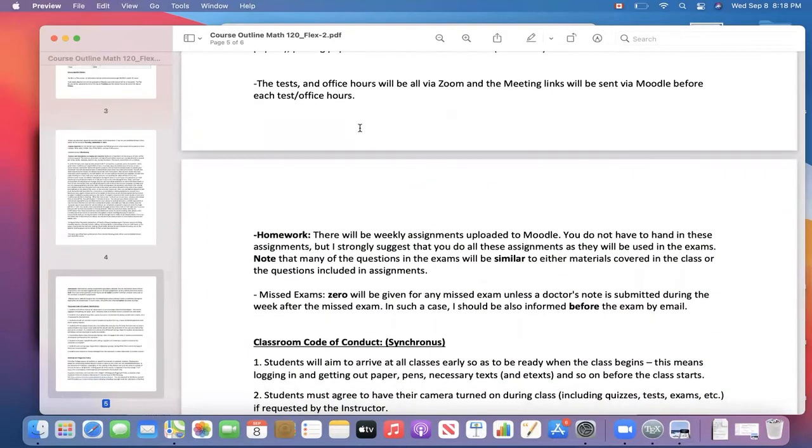And then for homework, I'll upload homework weekly on Moodle. So make sure that you do them for your own practice. Basically, you don't have to hand them in. It's just for your own practice and to get prepared for the tests. Most questions in the test are either similar to the things that we did in class, so similar to lecture notes, or similar to the assignments that I upload on Moodle. So most questions are similar to one of these two sources.